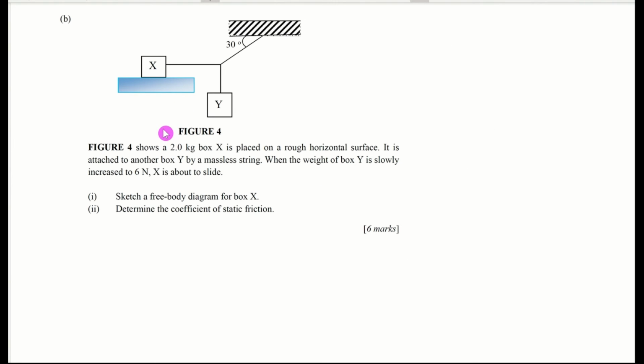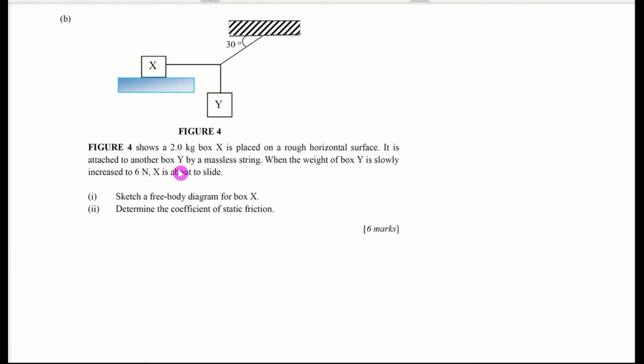Alright, now question 3B. So we have figure 4 here, shows a 2 kg box X. So the mass of X is 2 kg. It's placed on a rough horizontal surface. So means that there is a frictional force between box X and the surface. It is attached to another box Y by a massless string. When the weight of box Y is slowly increased to 6 Newton, X is about to slide.